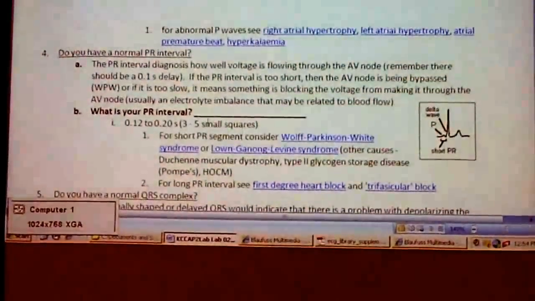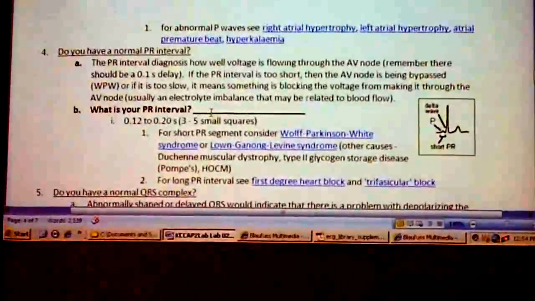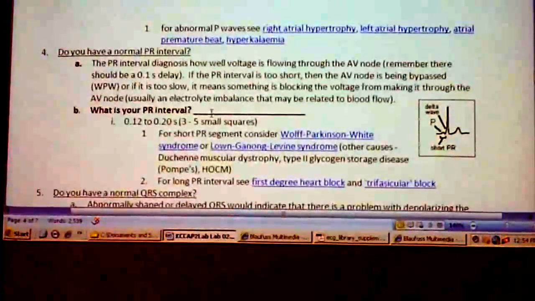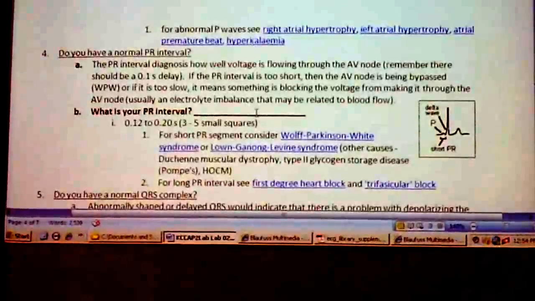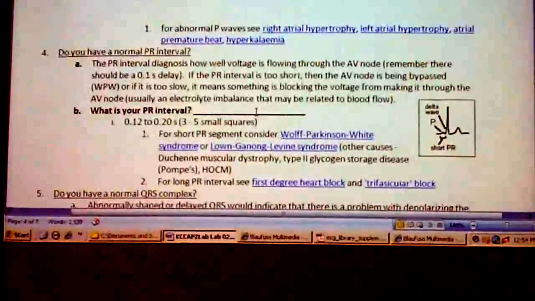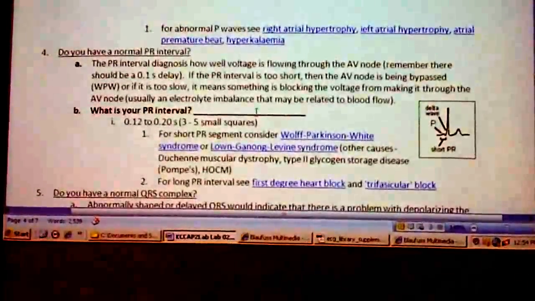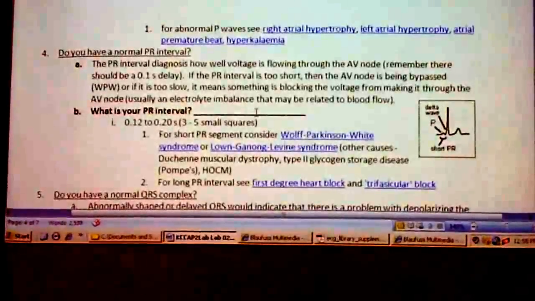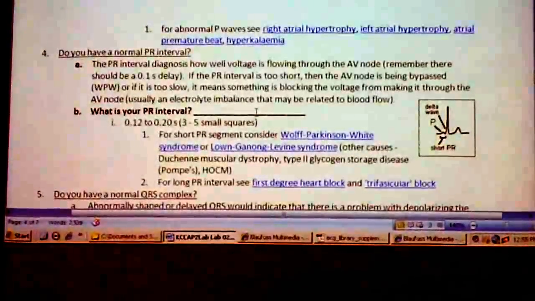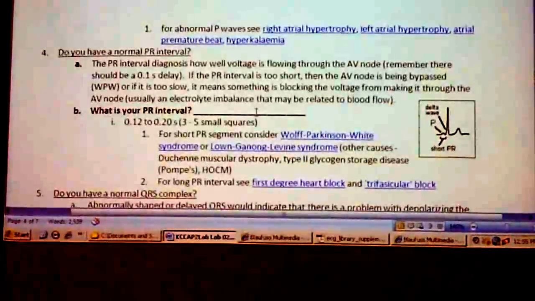So on the lab sheet, you will count the number of small blocks between the beginning of the P and the end of the R, multiply by 0.04, and tell me what your PR interval is. Again, if it's one block, then it's 0.04 seconds, 2 blocks, 0.08, 0.12, 0.16, 0.20. If it's 6 blocks, that's 0.24, and that's getting a little too long.